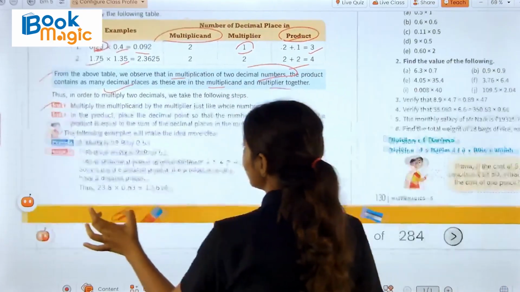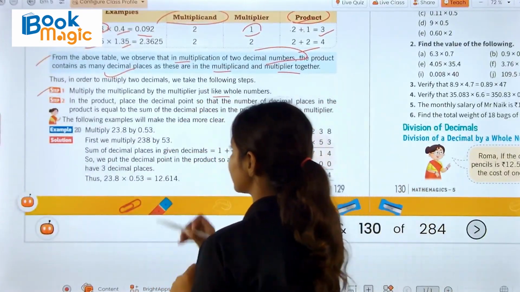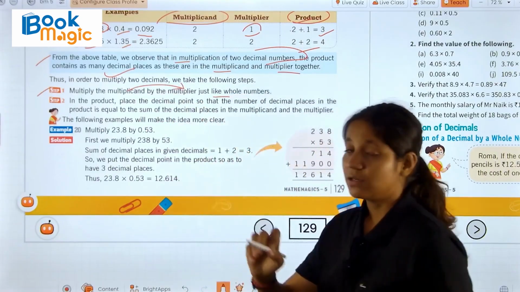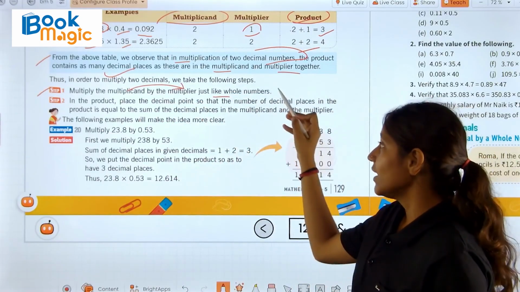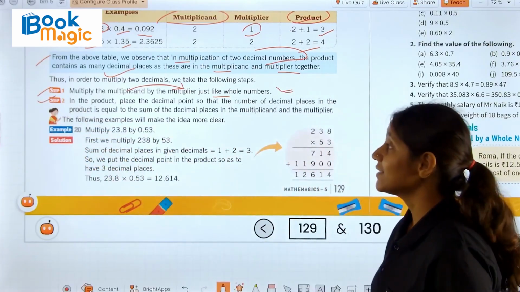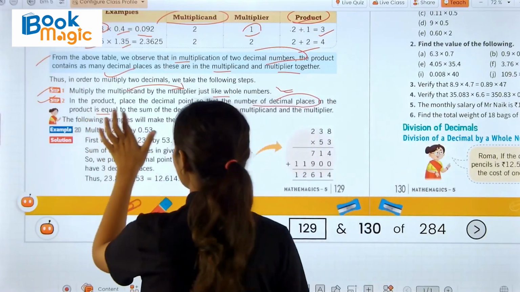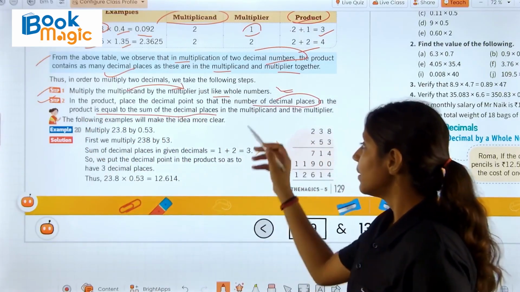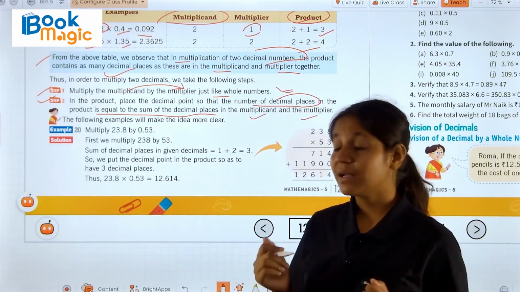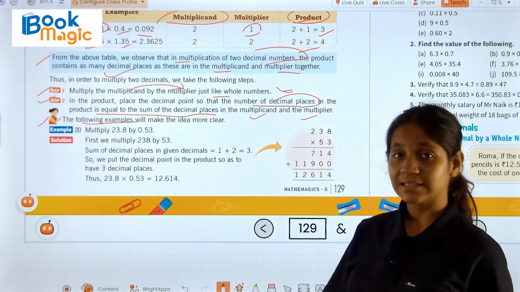Step number 1: multiply the multiplicand by the multiplier just like whole numbers. Step 2: in the product, place the decimal point so that the number of decimal places in the product is equal to the sum of decimal places in the multiplicand and the multiplier. Now, the teacher says the following examples will make the idea more clear.